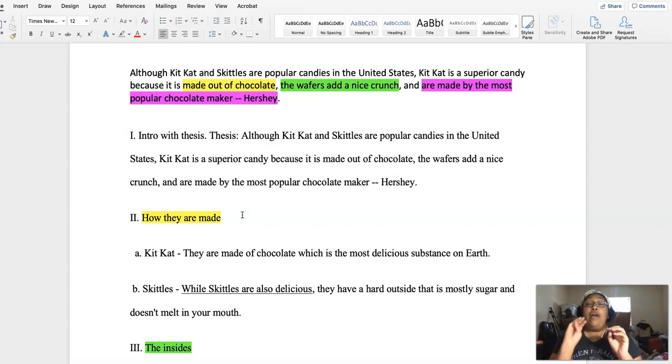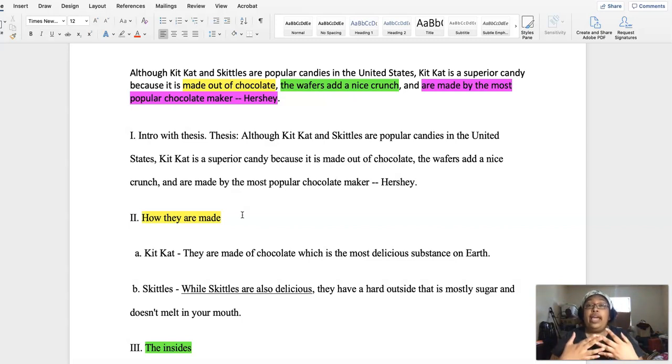Okay, so you have what I like to call a 3-pronged thesis. It has 3 things we're going to talk about: what they're made out of, the taste and the texture of it, or what they taste like, and then the manufacturing, who made it, and why that's important. So you have three things. Now, granted, this is a thesis that you could use on your basic 5-paragraph essay. It is a very general thesis.